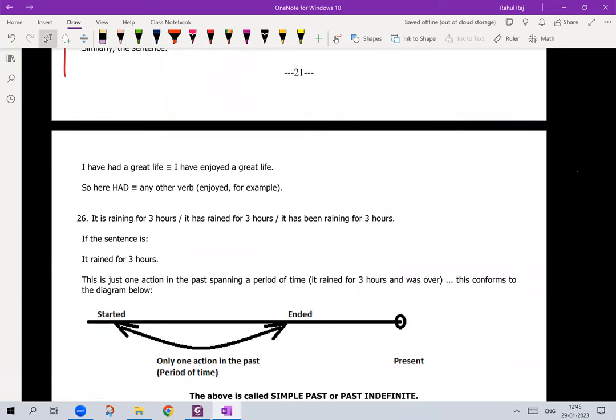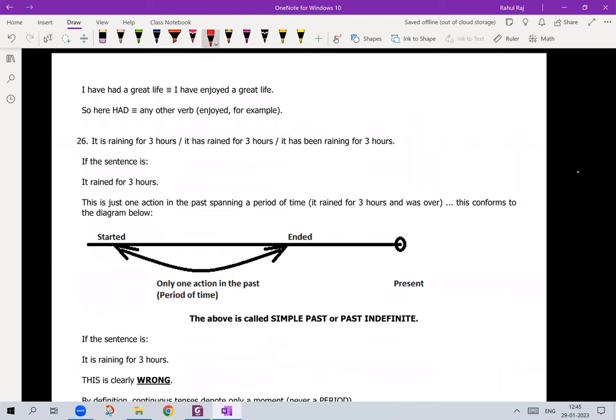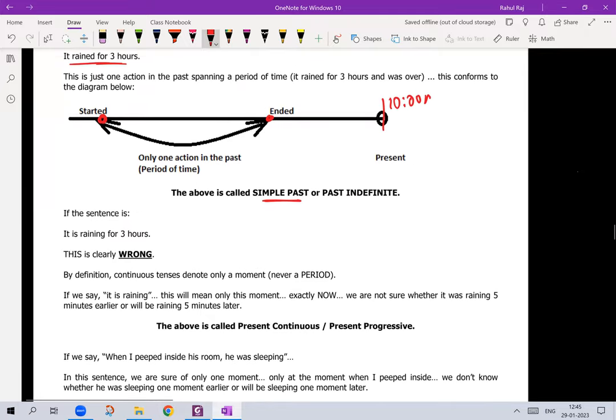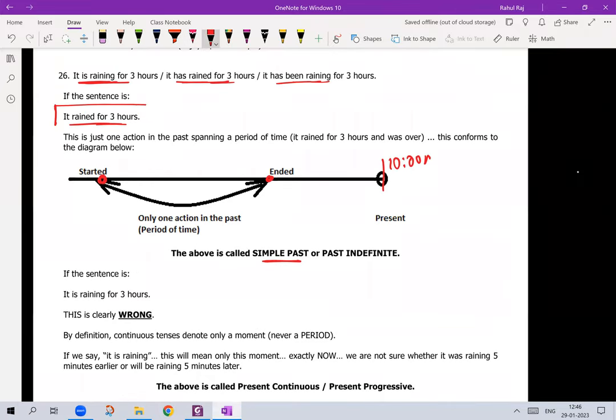You can read this by yourself. It is raining for 3 hours. It has rained for 3 hours. It has been raining for 3 hours. When I say the sentence, it has rained for 3 hours, imagine we are at 10 p.m. making this sentence today. It rained for 3 hours means it started and finished. So it's a simple past. It's straightforward.